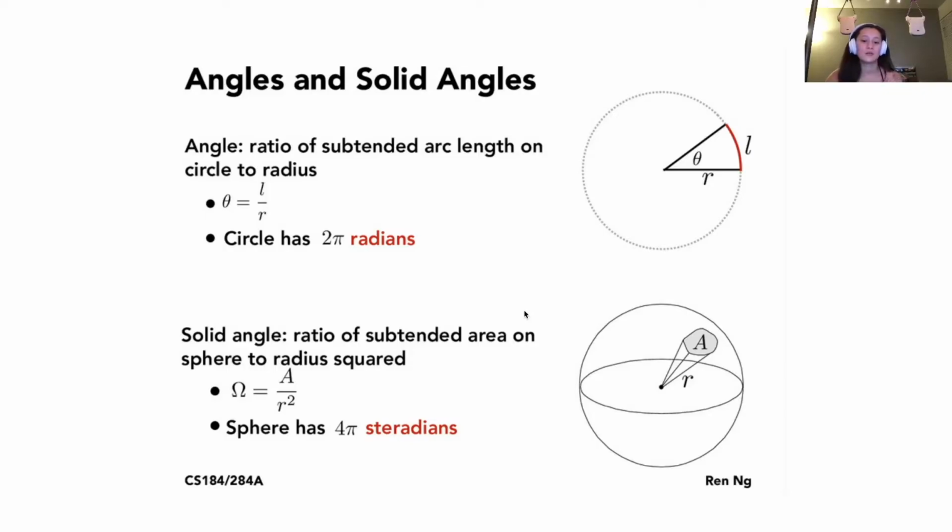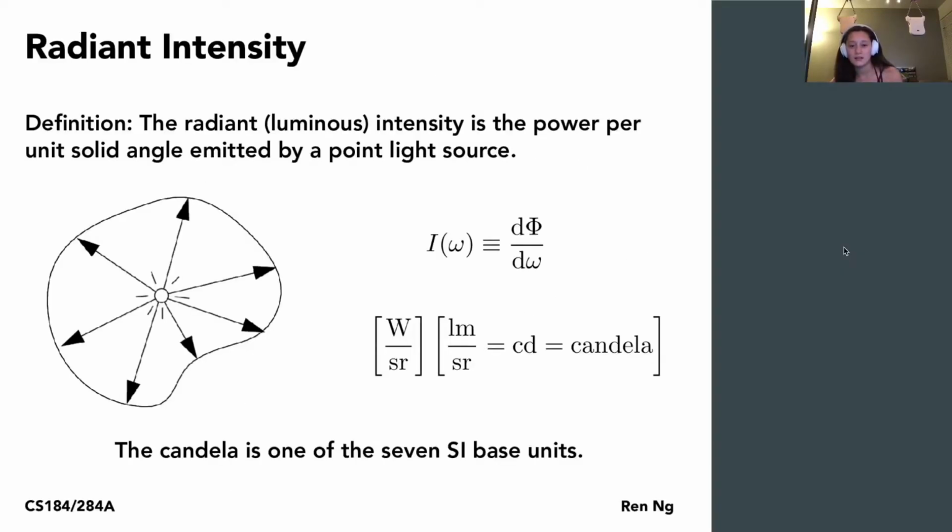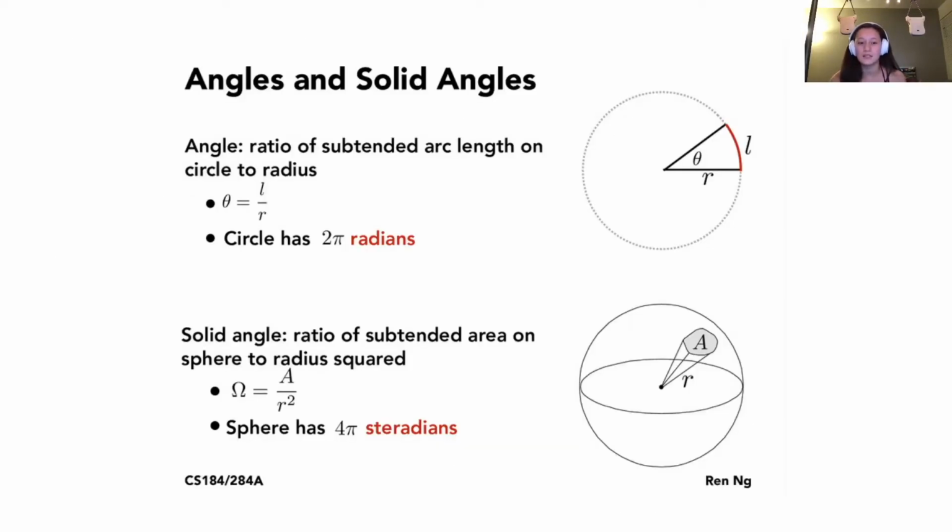Okay, so now we are going to talk about radiant intensity. Radiant intensity is the power per unit solid angle emitted by a point light source. So let's go back a slide and just talk about what a solid angle is. So an angle is defined by the ratio of a subtended arc length on a circle to the radius. So if theta is your angle, it's going to be L, the subtended arc length on a circle, divided by your radius.